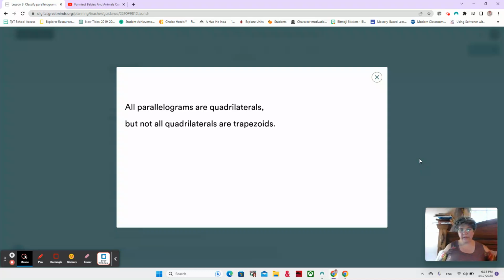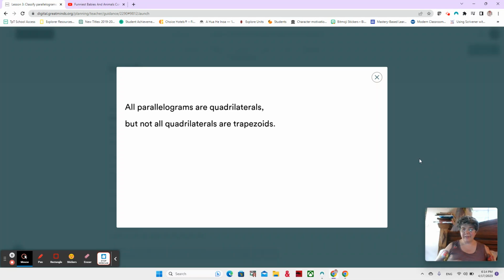Hey guys, here we are in lesson 3, video 1, and we're going to be working on classifying parallelograms based on their properties. And here we have a conjecture, a statement, and I want you to think about whether it's true or not. All parallelograms are quadrilaterals, but not all quadrilaterals are trapezoids. Okay? Can you put in Edpuzzle whether you think that is true or false?